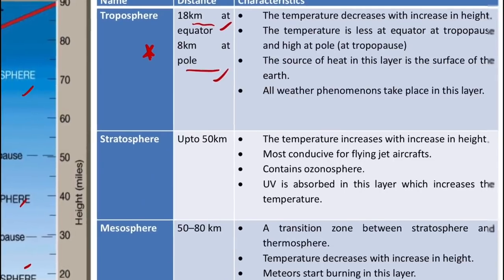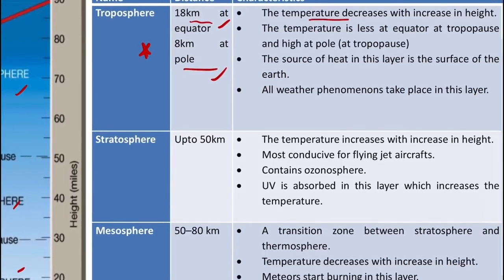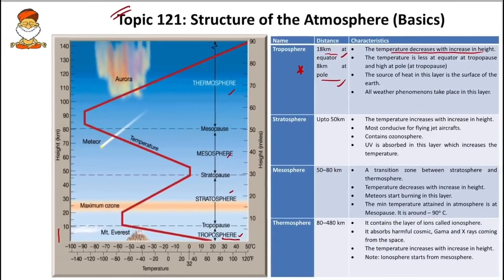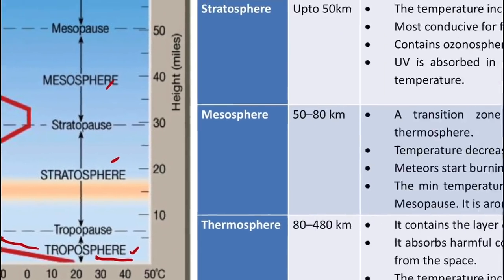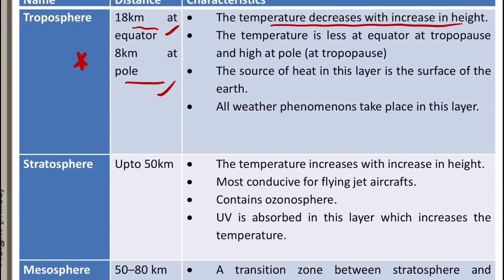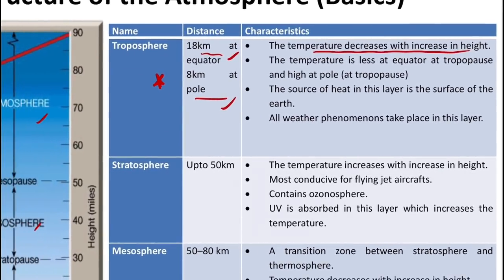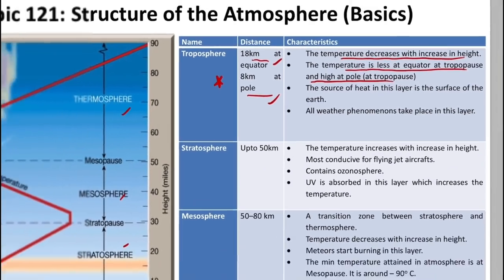And characteristics: the temperature decreases with increase in height. You can see in the figure that as altitude increases, the temperature is decreasing. So the first important characteristic in the troposphere is that temperature will decrease with increase in height. And the second important point is that the temperature is low at the equator at the tropopause and high at the pole at the tropopause. So we have to know what the tropopause is.